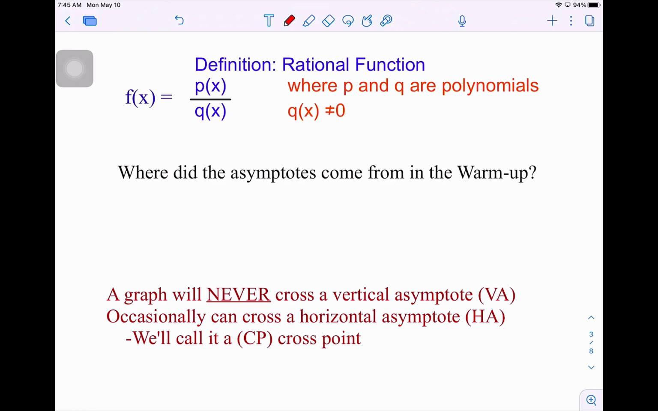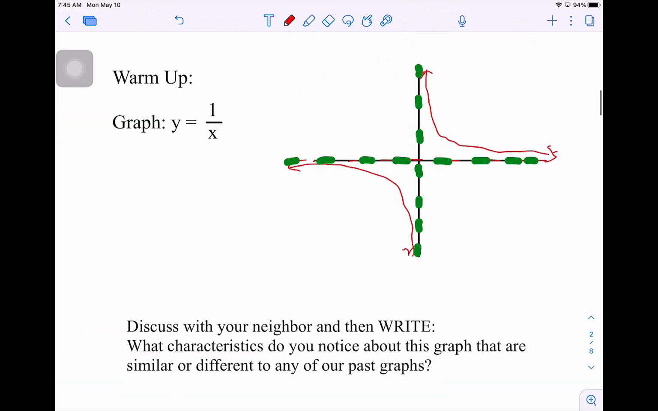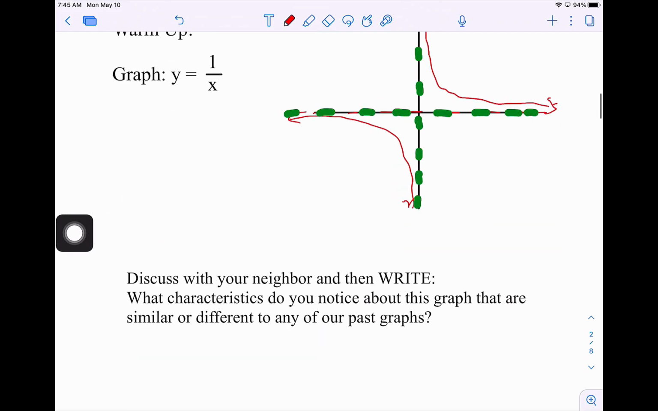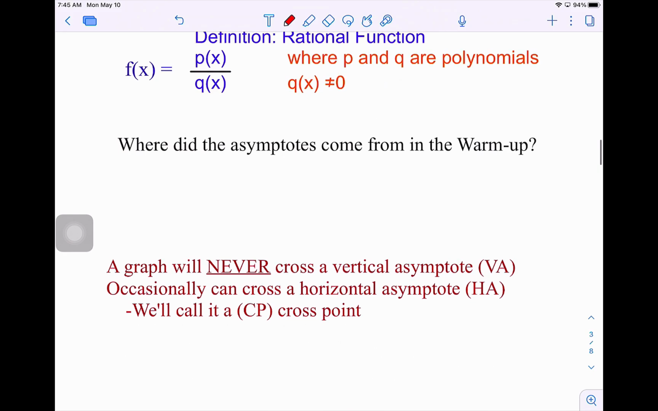The vertical asymptote, remember we said x can't equal 0? Well, our vertical asymptote right here is at x equals 0. That's basically a line saying, nope, can't have any values there. Not allowed. So our vertical asymptotes are always going to come from where the denominator would equal 0, and then knowing you can't have that.